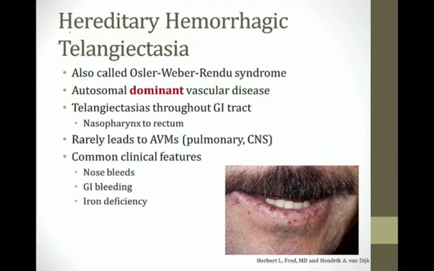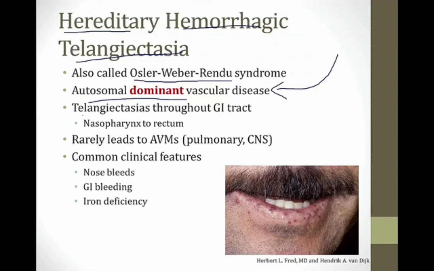There's a rare inherited syndrome called hereditary hemorrhagic telangiectasia. It's also called Osler-Weber-Rendu syndrome. And in this syndrome, patients develop multiple dilated capillary beds in their GI tract that resemble the angiodysplasia we looked at on the last slide. This is an autosomal dominant vascular disease, and relatively few disorders are autosomal dominant, so whenever you see one, you should take note. Most disorders are autosomal recessive.